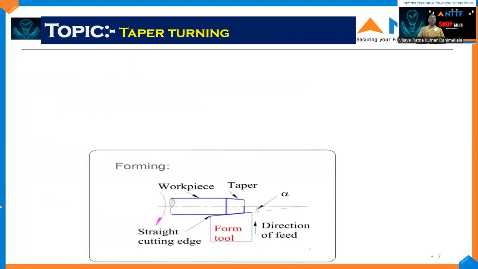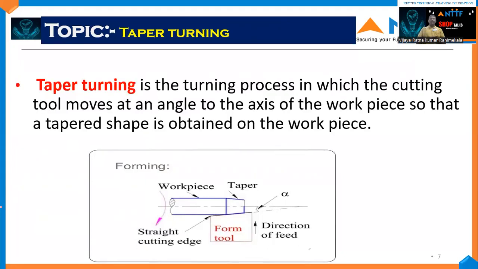Let us see about taper turning. Taper turning is the turning process in which the cutting tool moves at an angle to the axis of the workpiece so that a taper shape is obtained on the workpiece. In taper turning, the cutting tool must be at an angle. When you set the angle, then the workpiece becomes tapered.